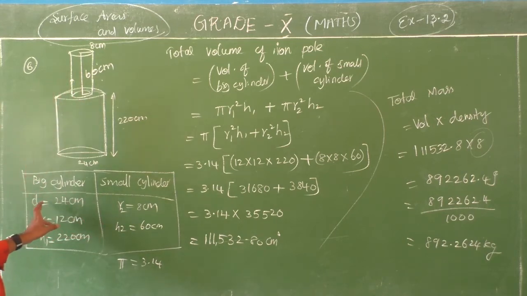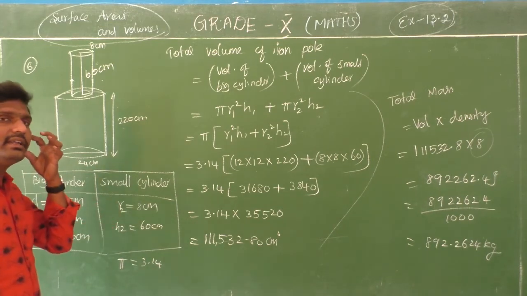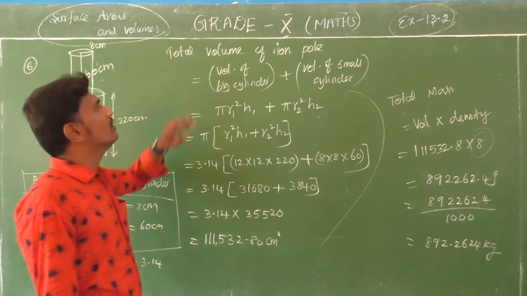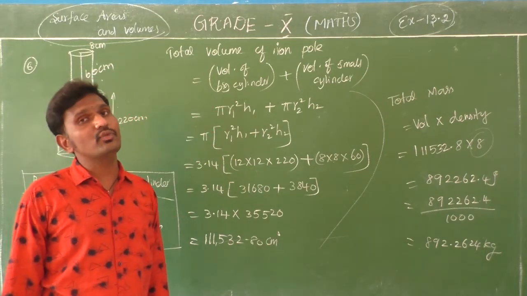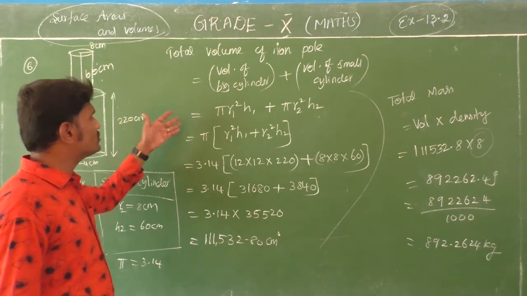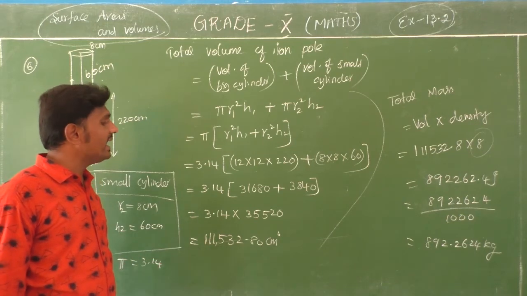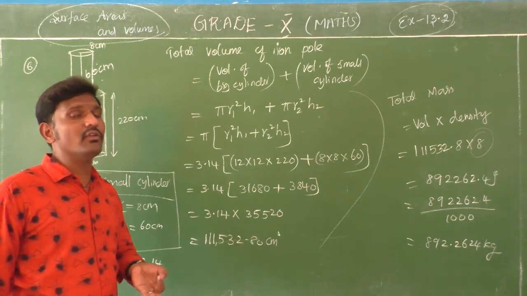We have some measurement. What is that? Diameter 24 centimeter, so radius 12 centimeter, then height 220 centimeter. Now coming to the submerged cylinder, that is the small cylinder, its radius is 8 centimeter and height is equal to 60 centimeter. Okay. Now I am going to find the total volume of iron core, which is equal to volume of the big cylinder plus volume of the small cylinder. So substitute to get the answer of 1,11,532.8 centimeter cube.